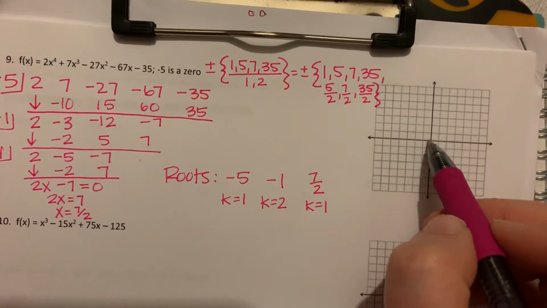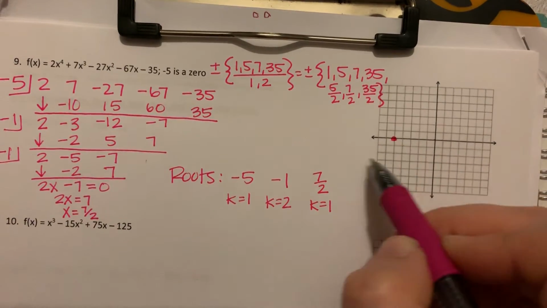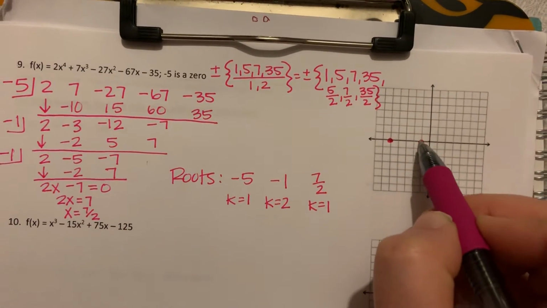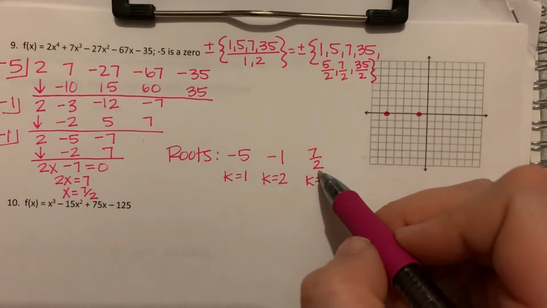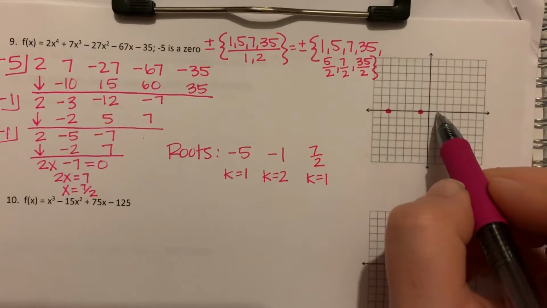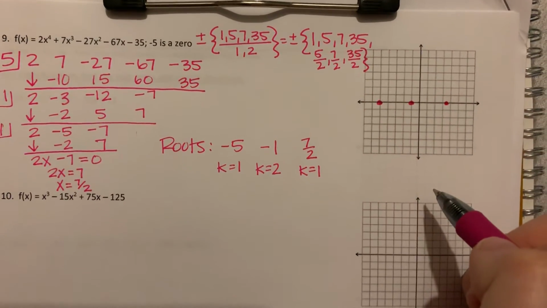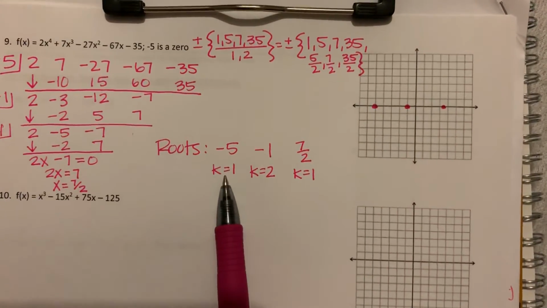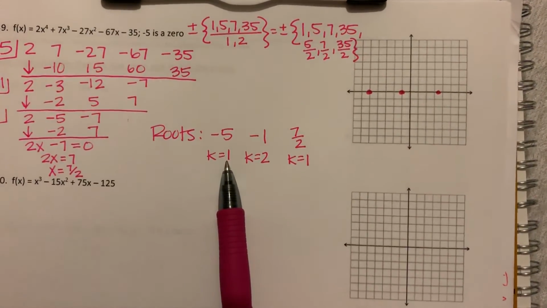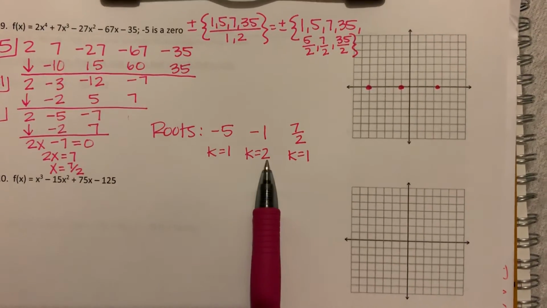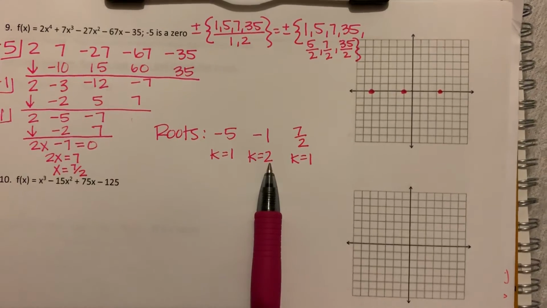The first one was at -5. So is that -1. And then this is 7 over 2. That's the same thing as 3.5. So place it approximately between 3 and 4. Okay, remember what these multiplicities tell you. If it's odd, it crosses through at that root. If it is even, it bounces off, similar to what a parabola would look like.